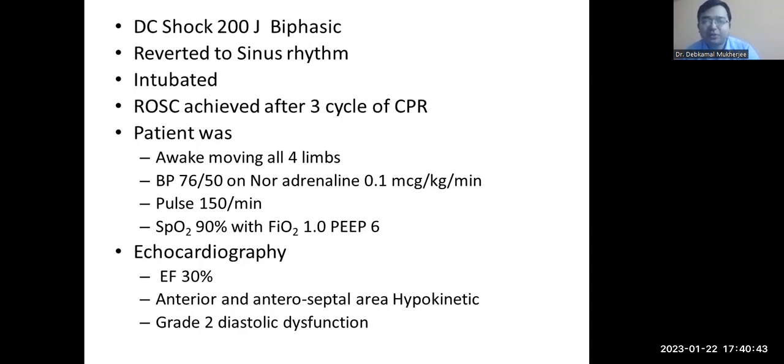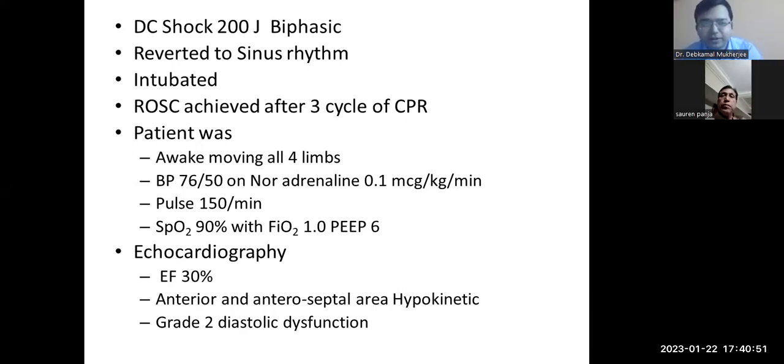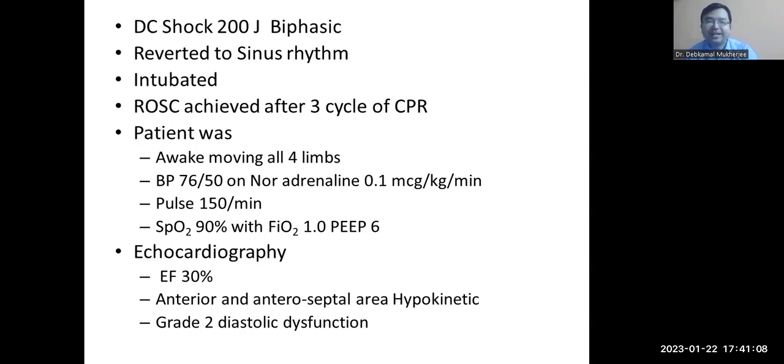After ROSC, the patient was assessed neurologically. He was awake and moving all four limbs, but not obeying commands. His BP was 76/50 with noradrenaline at 0.1 mcg per kg per minute, his pulse was 150 per minute, and he was saturating around 90% with FiO2 of 100% and PEEP of 6. Dr. Devkamal, were you there at the time of CPR?